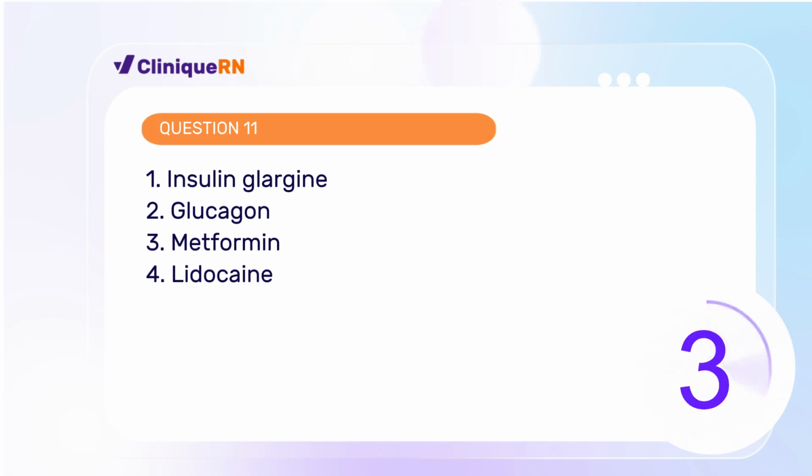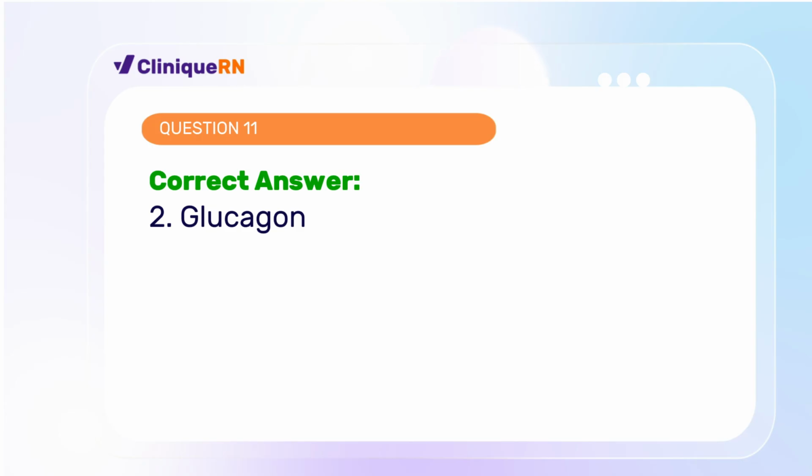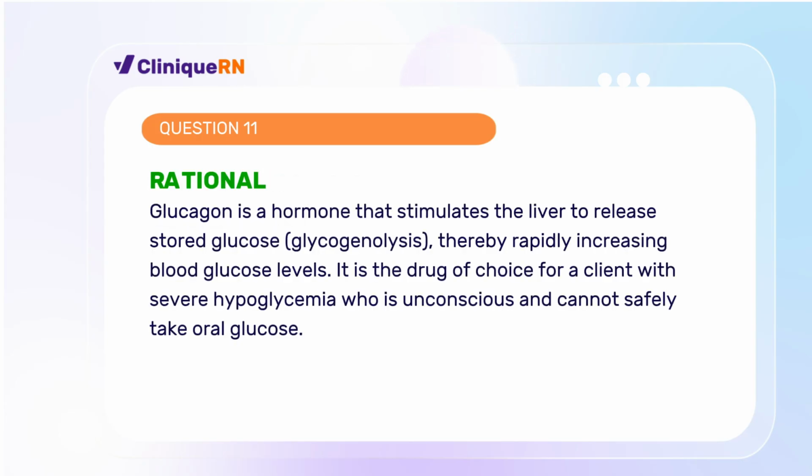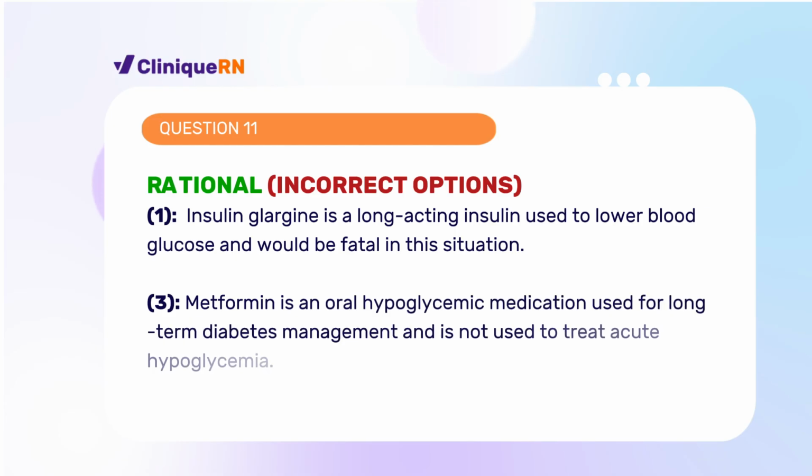Correct answer, 2. Glucagon. Rationale. Glucagon is a hormone that stimulates the liver to release stored glucose, glycogenolysis, thereby rapidly increasing blood glucose levels. It is the drug of choice for a client with severe hypoglycemia who is unconscious and cannot safely take oral glucose. Incorrect option 1.